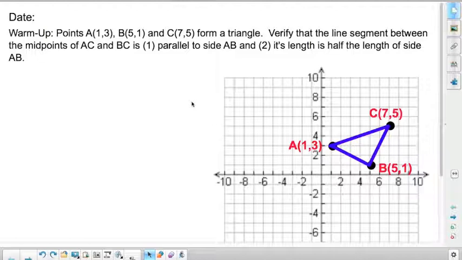Okay, so we want to verify that the line segment between the midpoints of A and C and B and C is parallel to side AB. The first thing you did was draw a triangle, right? So we got A, B, C. We want the midpoints of AC and BC. What's the first thing we need to do? Yeah, find the midpoints of A and C and B and C. So the midpoint of AC first.